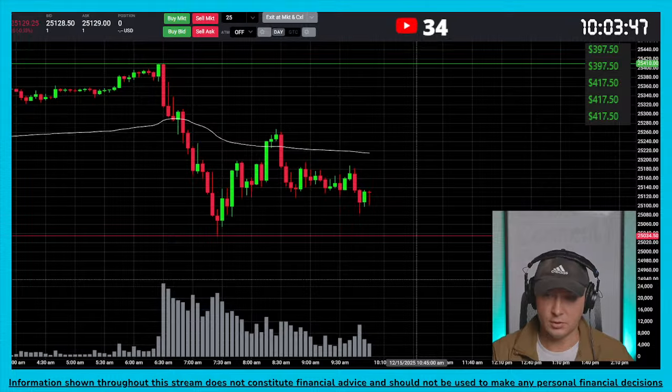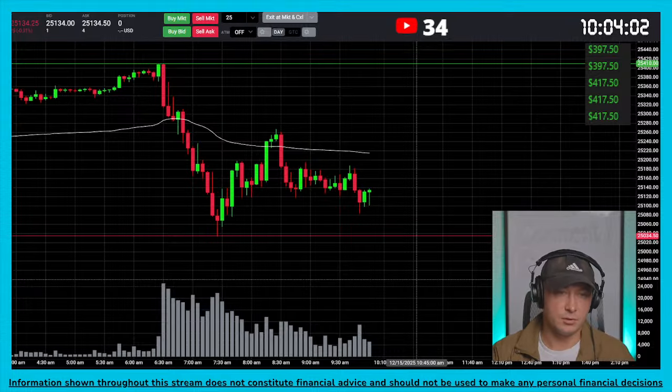I mean, where would be a level Broadcom could go to? I think it might be potentially coming to decent support, but if it does continue dropping, it could go sub 300. It could go to 250 a share. If it does drop sub 300, I would probably pick that up, honestly. Even though they've been diluting shareholders.